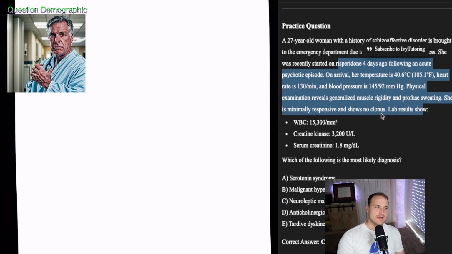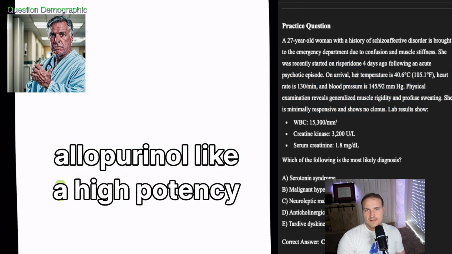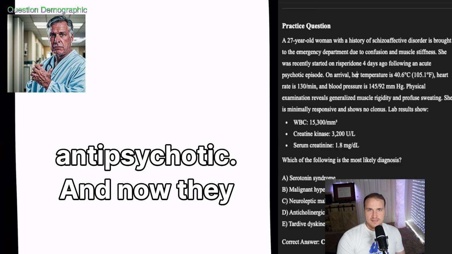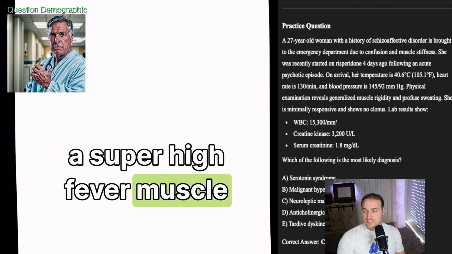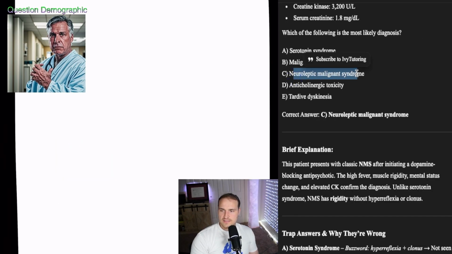Okay, so already I know that this is neuroleptic malignant syndrome because look at that fever. They took a dopamine blocking antipsychotic and now their fever is through the roof. Definitely neuroleptic malignant syndrome. So they probably started risperidone, could be haloperidol, like a high potency antipsychotic. And now they have a super high fever, muscle rigidity, that lead pipe rigidity is how it's commonly known. So the answer is indeed C, neuroleptic malignant syndrome, after you have a dopamine blocking antipsychotic.